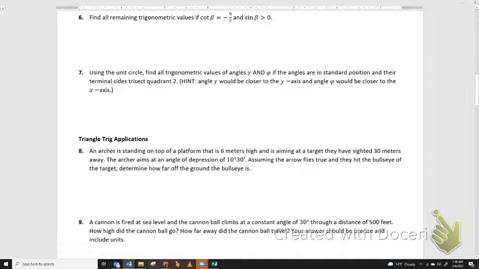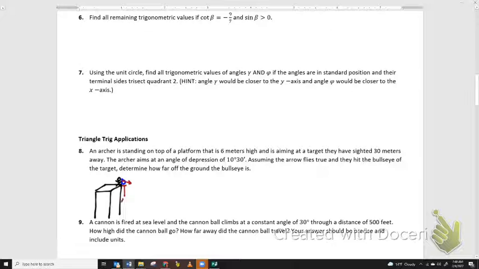Do they tell us how tall the archer is? No, they tell us how high up in the air the archer is, right? He's on this stand that's 6 feet, but we don't know how tall he is. So we're going to assume that he's just right at 6 feet. So I've got this platform that he's on. And here's my little archer. Isn't his bow awesome? Here's his arrow.